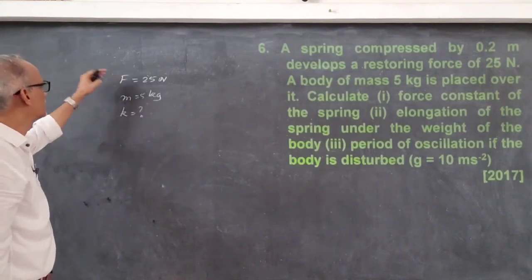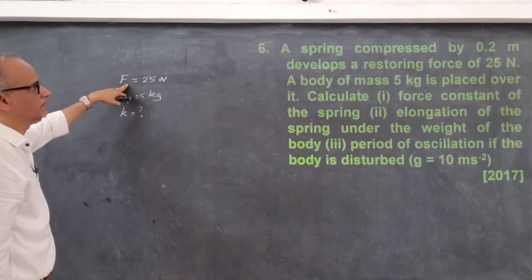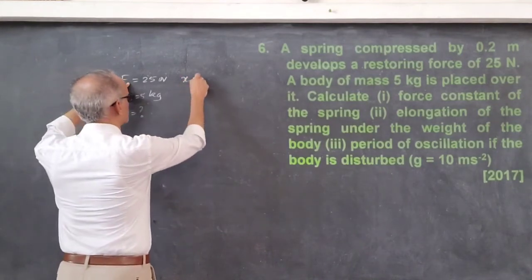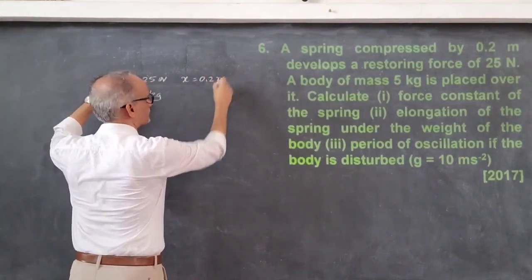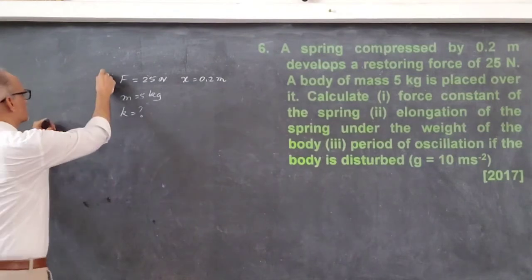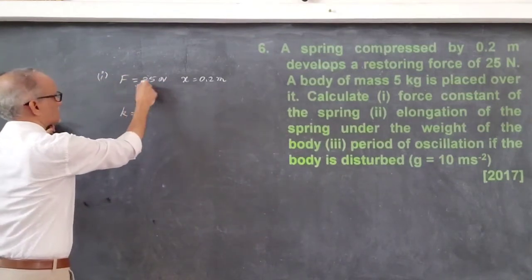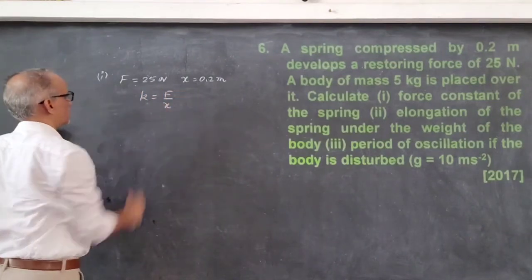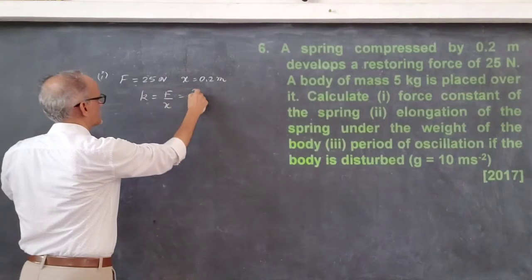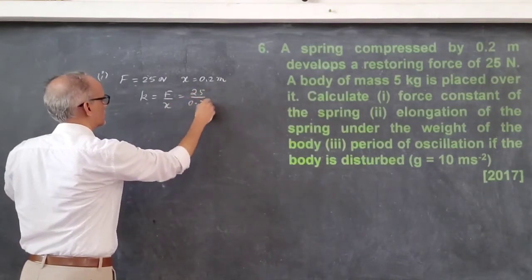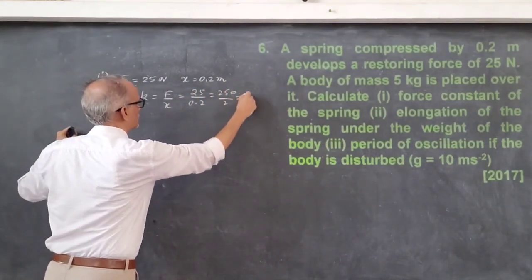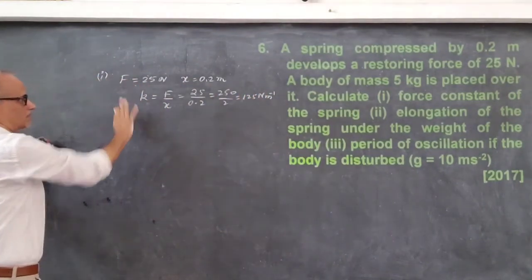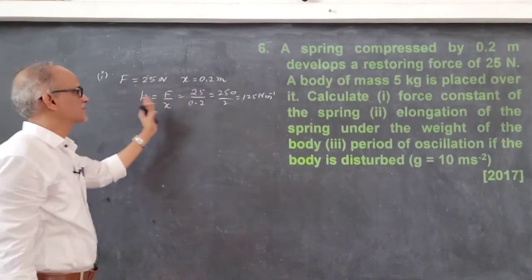Now, here a force is given, and the spring is compressed by 0.2 meter. For this force, the compression is 0.2 meter. Okay, for the first option, when this force is applied, this is the compression, so we can find the value of K. What is K? K is equal to F by X. So F is 25, X is 0.2, that's 250 by 2, 125 Newton per meter. That is the first part of the problem.